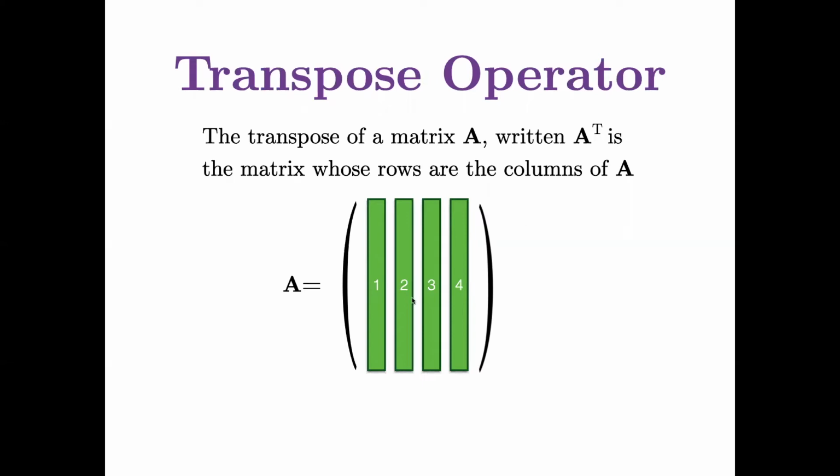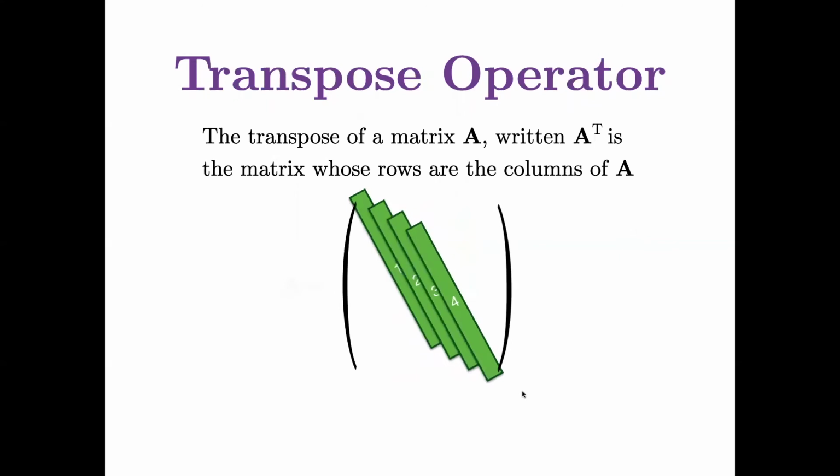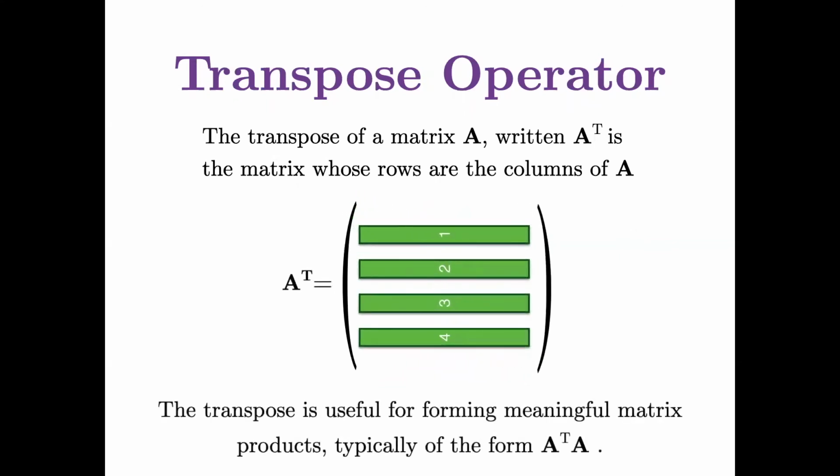So here I have a matrix A with 4 columns, and if I were to take the transpose of that matrix, I would get this matrix with 4 rows, each being a column of A. The transpose is useful for forming many meaningful matrix products, typically of the form A transpose A. We'll talk about matrices of this form when we get into the fall semester.